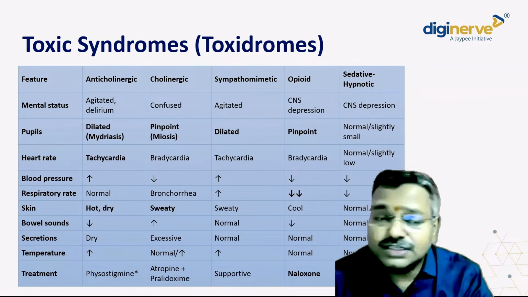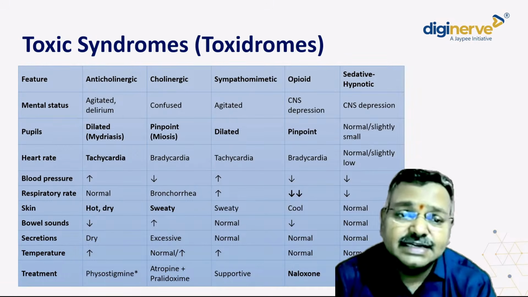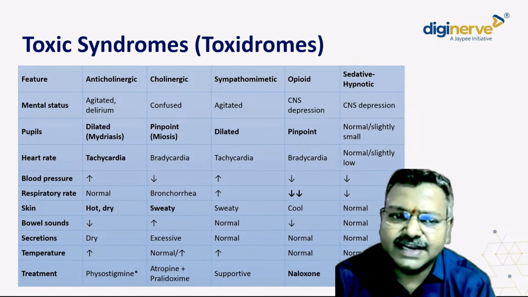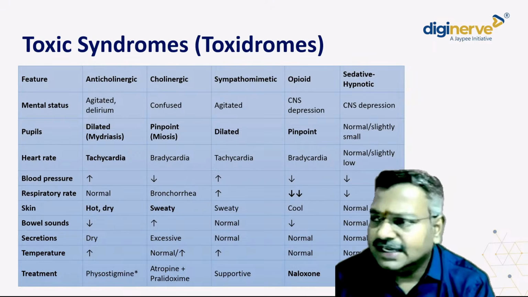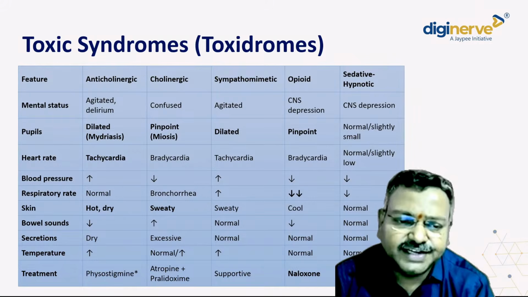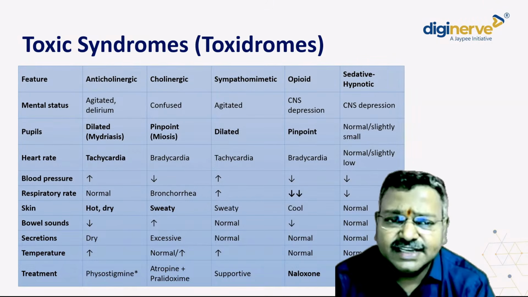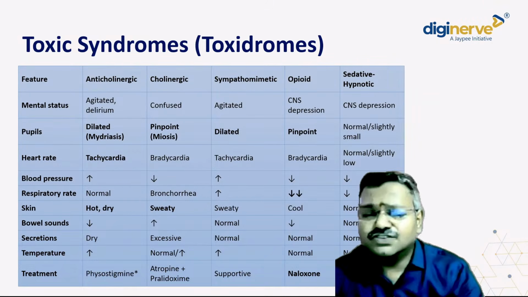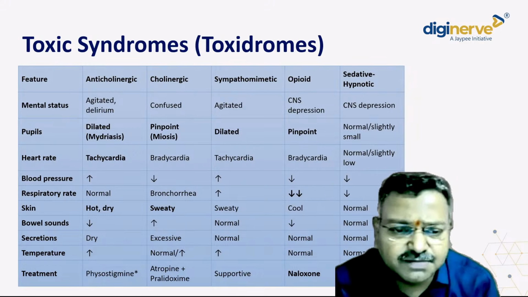So in an anticholinergic syndrome, the patient is delirious. Dilated pupil is what we get. Tachycardia, sometimes bradycardia. Blood pressure is usually high. The dryness of the skin that you find, secretions are dry. That is the anticholinergic. The drug of choice, we have to treat it with physostigmine.